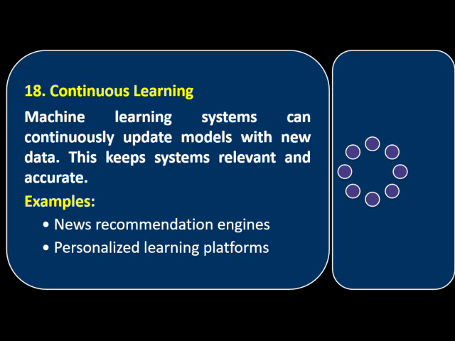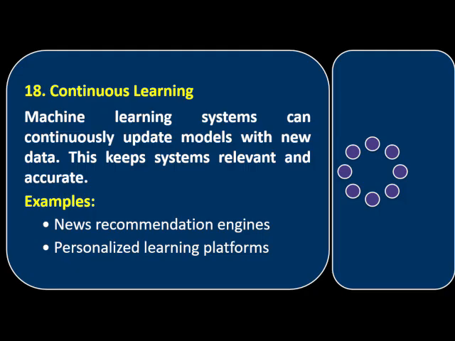The next one is continuous learning. Machine learning systems can continuously update models with new data. This keeps systems relevant and accurate. Examples: news recommendation engines, personalized learning platforms.